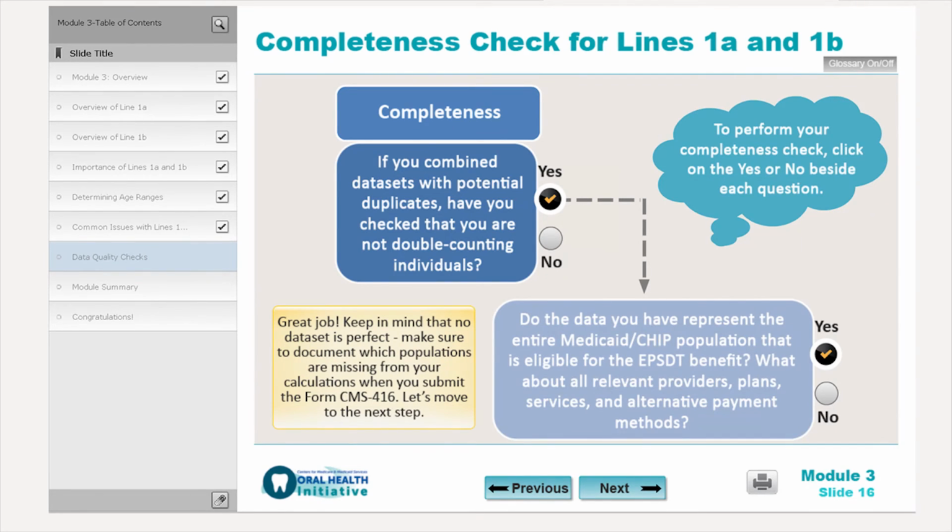Keep in mind that no data set is perfect. Make sure to document any populations that are missing from your calculations when you submit the Form CMS-416. And remember, children enrolled in separate CHIP programs should not be included in your reporting for the Form CMS-416. This is true even if you provide the equivalent of the EPSDT benefit to children in your separate CHIP. Okay, let's move to the next step.